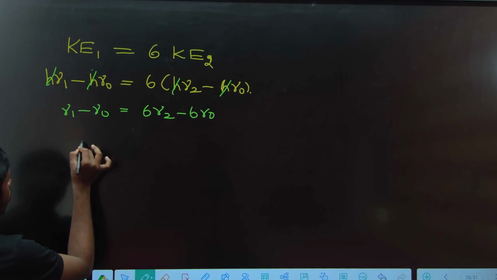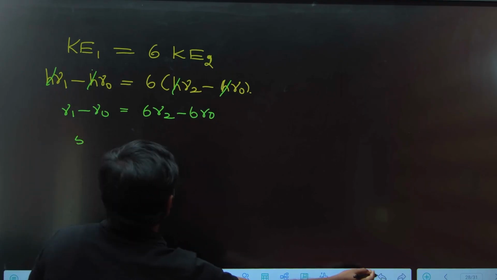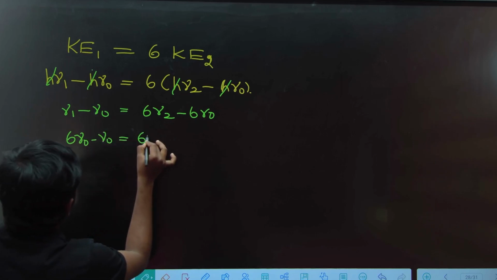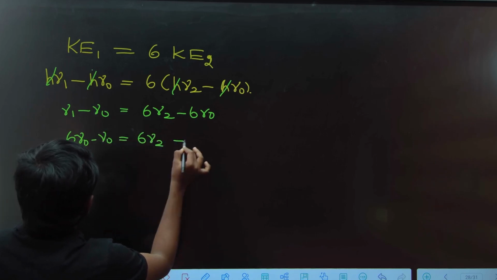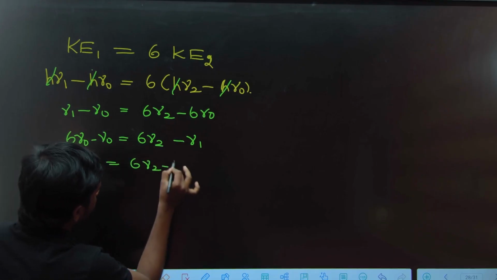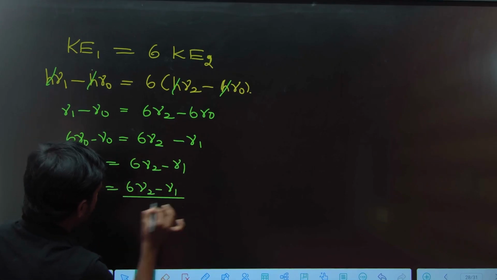Now solve. We can write 6 mu naught minus mu naught is equal to 6 mu 2 minus mu 1. So 5 mu naught is equal to 6 mu 2 minus mu 1. So mu naught is equal to (6 mu 2 minus mu 1) divided by 5.